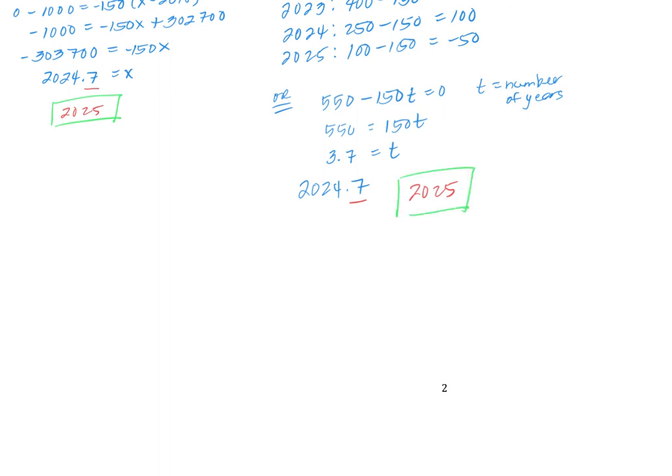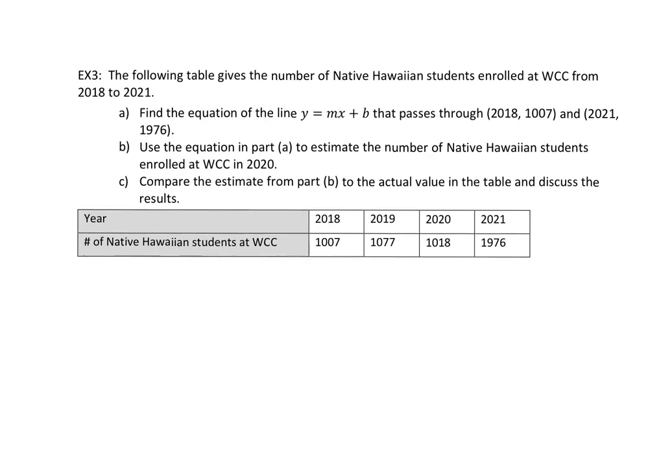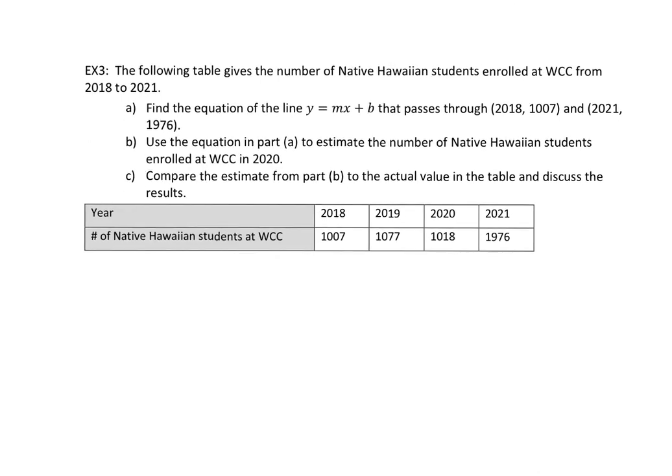All right, so that's one application. That took a little bit of thought. Let's look at another application. And these are real figures. You could actually go into the Windward Community College website under institutional research way at the bottom, and you could find the figures in this following table. In example 3, you have this table, and what the table does is it gives us the number of Native Hawaiian students that were enrolled in Windward from 2018 to 2021.